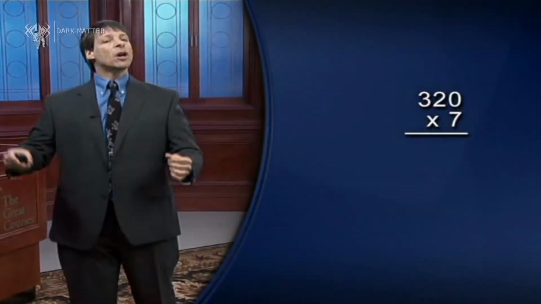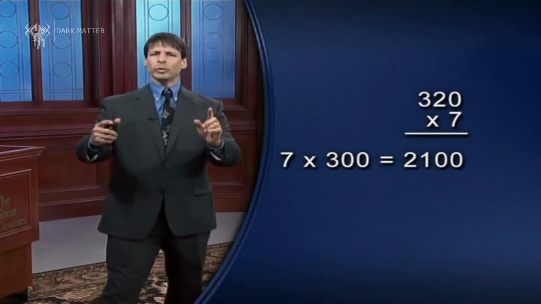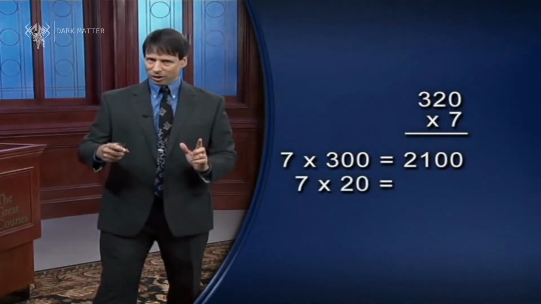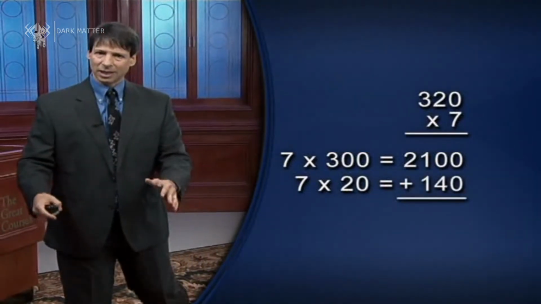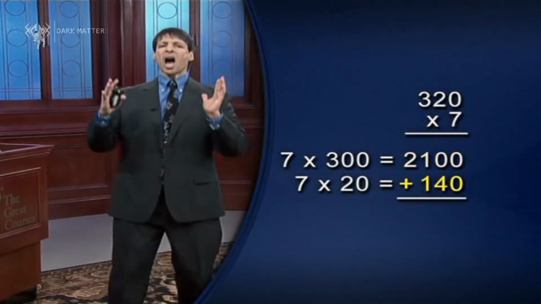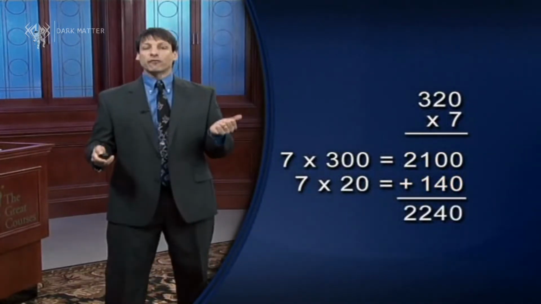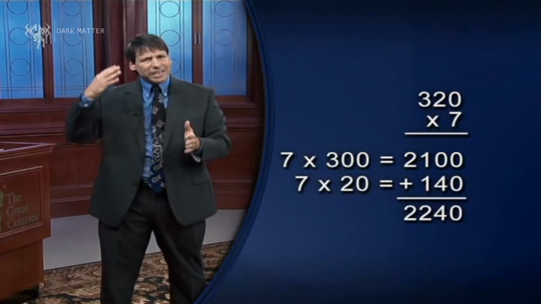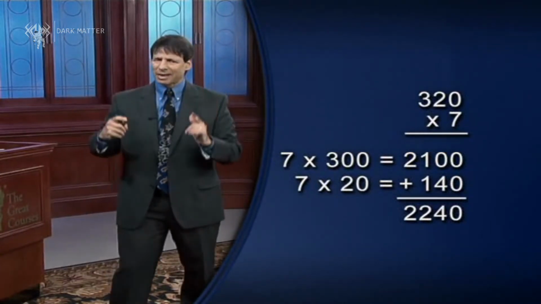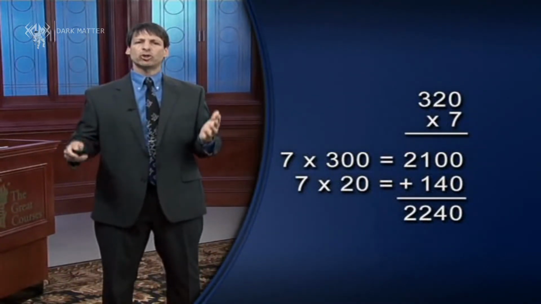Okay, so this time we know that 7 times 300 is still 2100. Next we do 7 times 20, which is 140. Now, I want you to listen to the numbers. 2100 plus 140 is 2240. The word hundred lines things up not so much in your eye, but in your ear. 2100 plus 140 is 2240. Now let's take this one step further.